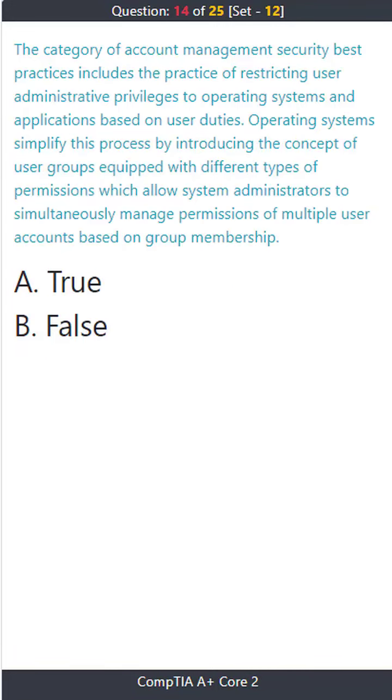Question 14. The category of account management security best practices includes the practice of restricting user administrative privileges to operating systems and applications based on user duties. Operating systems simplify this process by introducing the concept of user groups equipped with different types of permissions, which allow system administrators to simultaneously manage permissions of multiple user accounts based on group membership. A. True. B. False.